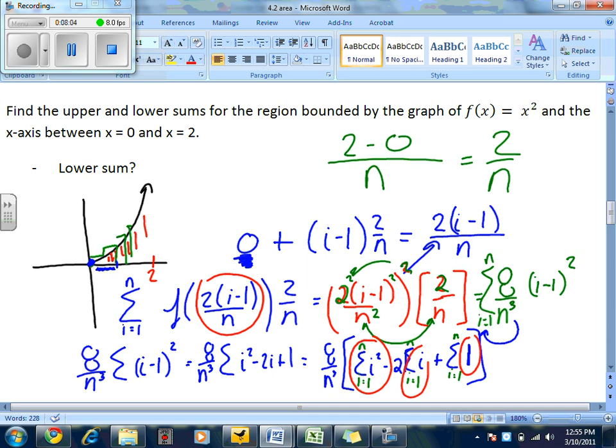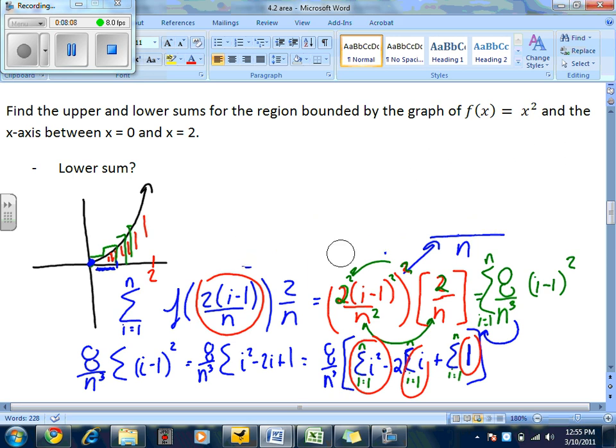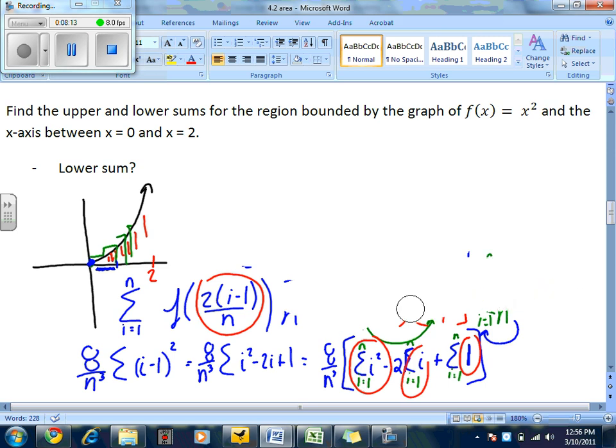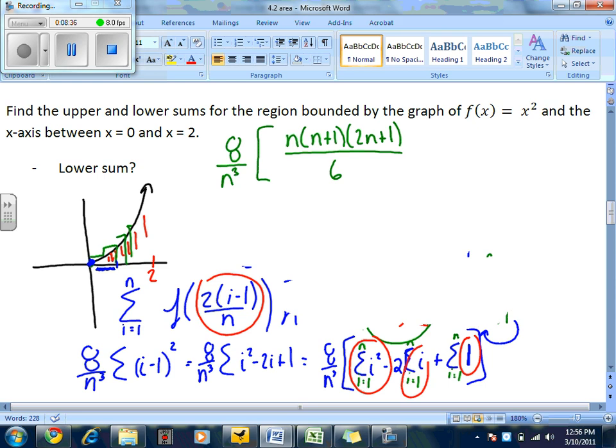I'm going to erase some of this stuff because I'm running out of room. If we go back and look at those, our formula says we're going to have 8 over n cubed times the summation of i squared, which is n times (n plus 1) times (2n plus 1) all over 6. Then minus 2 times the summation of i, which is n times (n plus 1) all over 2. Then we add the summation of 1. The summation of any constant is the constant times our upper bound, which is n, so plus n. So there's what we have.